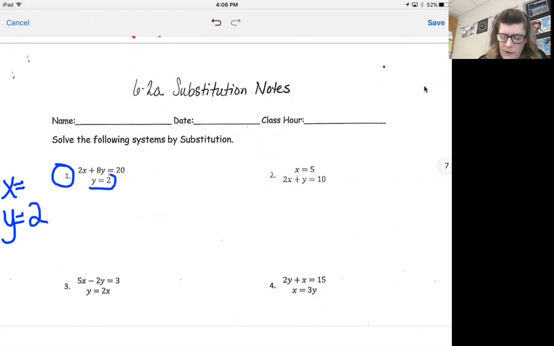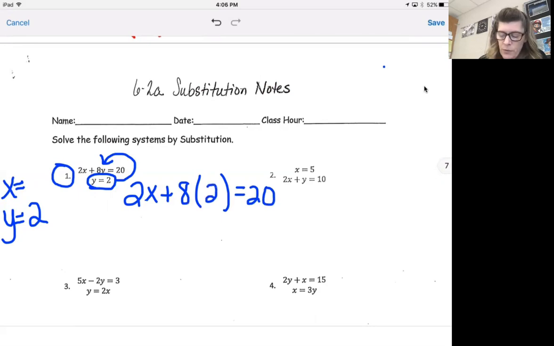Well, if y is 2, then I can go back up here and I can replace that y. Remember, if y is equal to 2, I can do a substitution. I can take that y out and I can replace it with 2. Now, how does that help us out? Well, when I replace the y with 2, then the only variable I have in my equation is x. And if all I have is one variable, I can go ahead and karate chop and solve this problem for x. So I have 2x plus 8 times 2, which is 16.